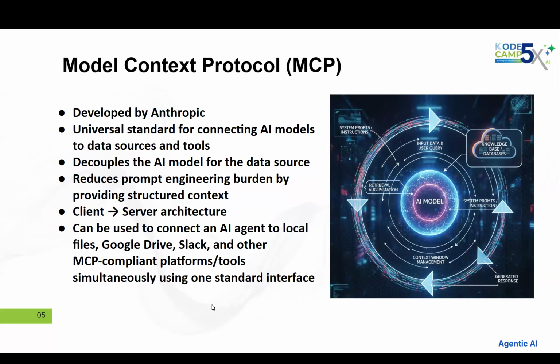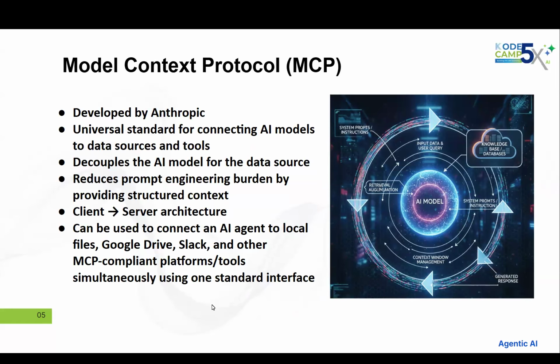MCP reduces the burden of context engineering because it provides structured context. There's already a structure, there's already a standard, so you don't need to go through the stress of trying to do custom context engineering for your use case.